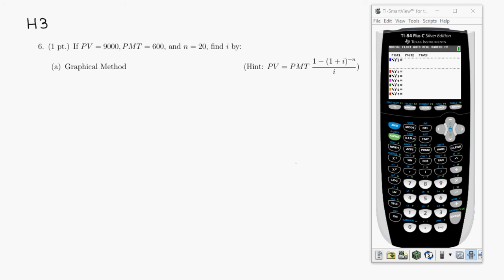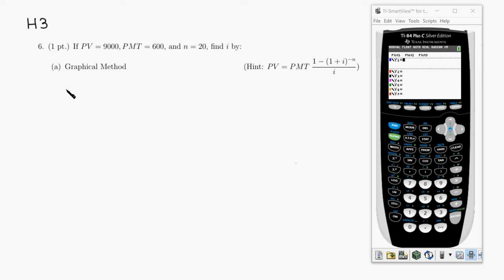All right, let's look at homework 3, problem number 6, part A, graphical method. PV is given to be 9,000, payment is 600, and the number of payments is 20. And we want to find I using a graphical method. So let's plug in what we have.